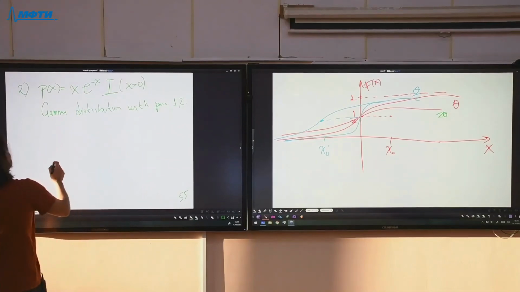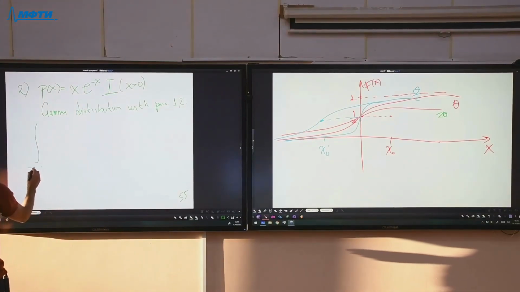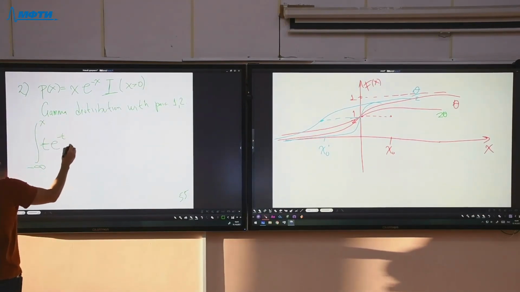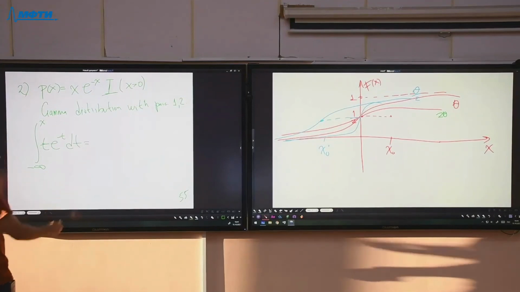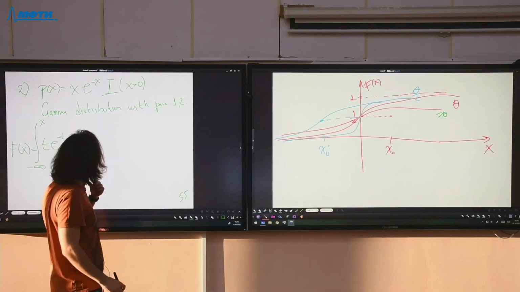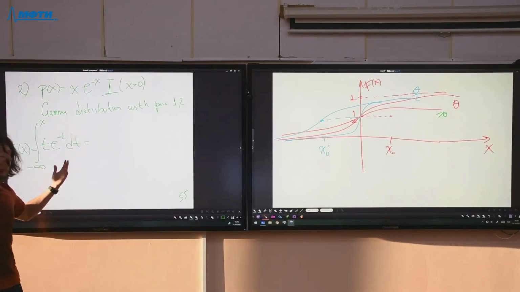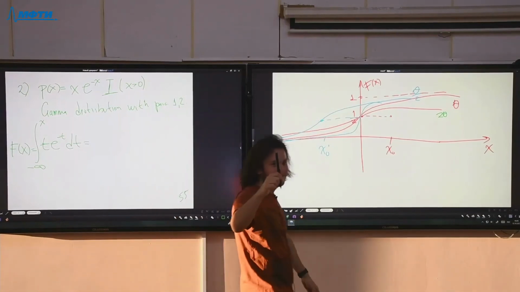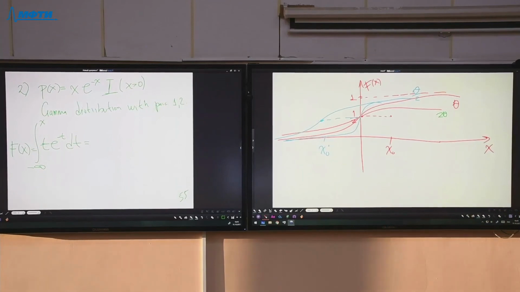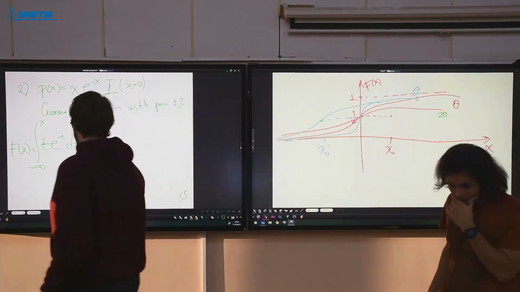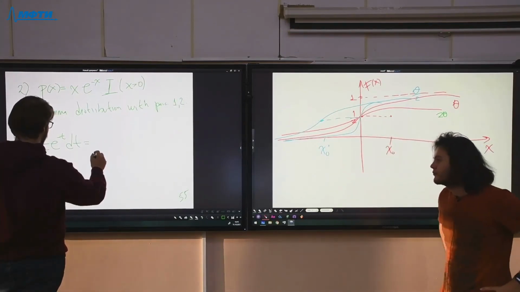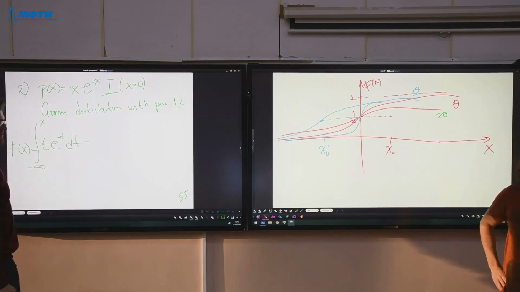So, well, let's find the integral, right? From minus infinity to x of t e to the minus t dt. This is f of x. Integration by parts, it's something like u dv. I forgot integration by parts.